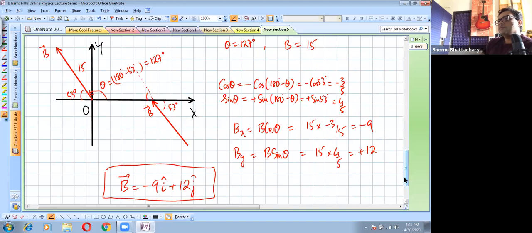Okay, now just make sure that you understand all the steps. Ask me if there's any doubt, and then let's apply the same process to the vector C.